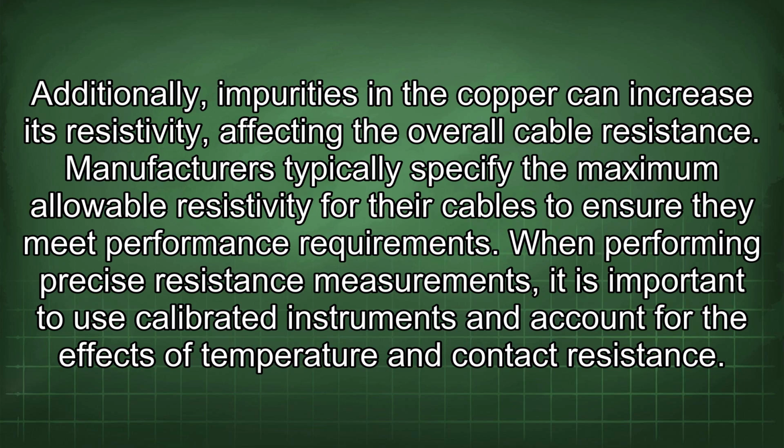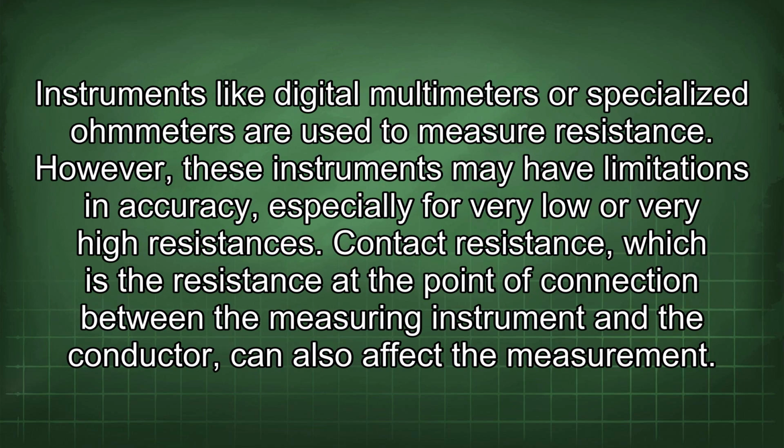Additionally, impurities in the copper can increase its resistivity, affecting the overall cable resistance. Manufacturers typically specify the maximum allowable resistivity for their cables to ensure they meet performance requirements. When performing precise resistance measurements, it is important to use calibrated instruments and account for the effects of temperature and contact resistance. Instruments like digital multimeters or specialized ohmmeters are used to measure resistance.